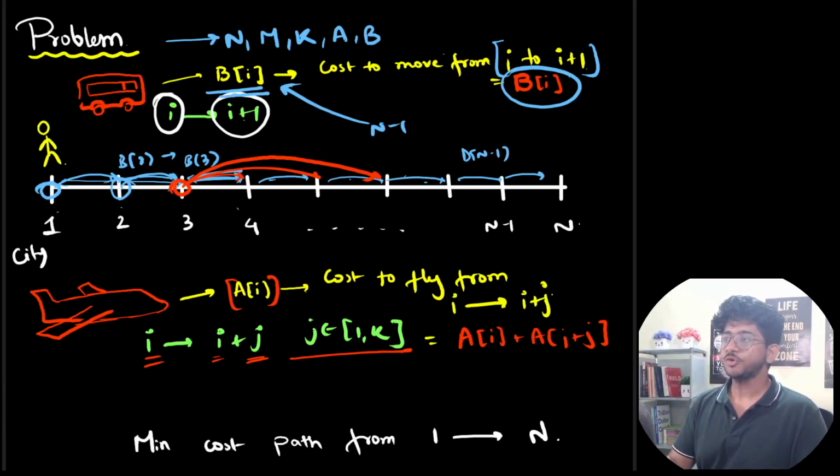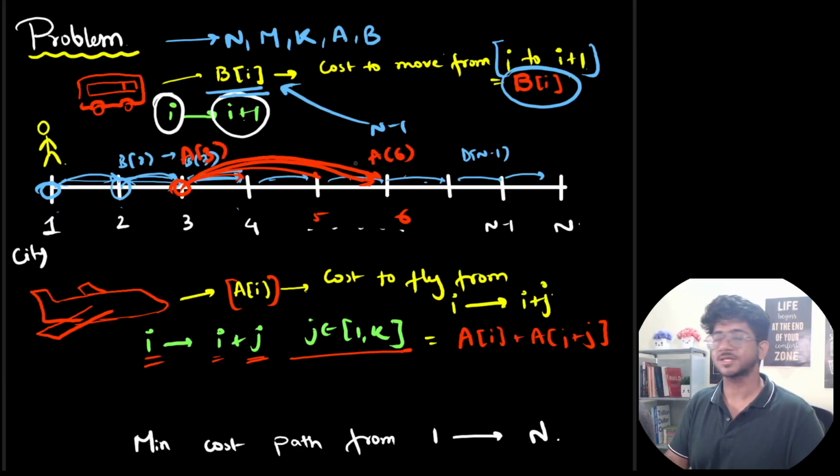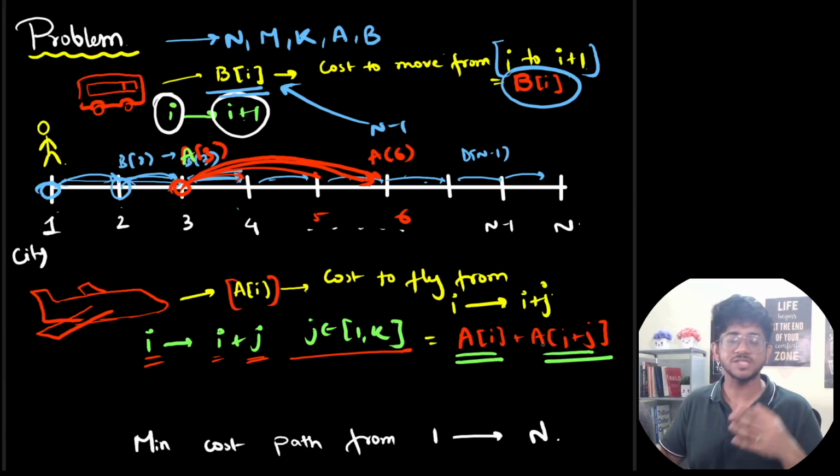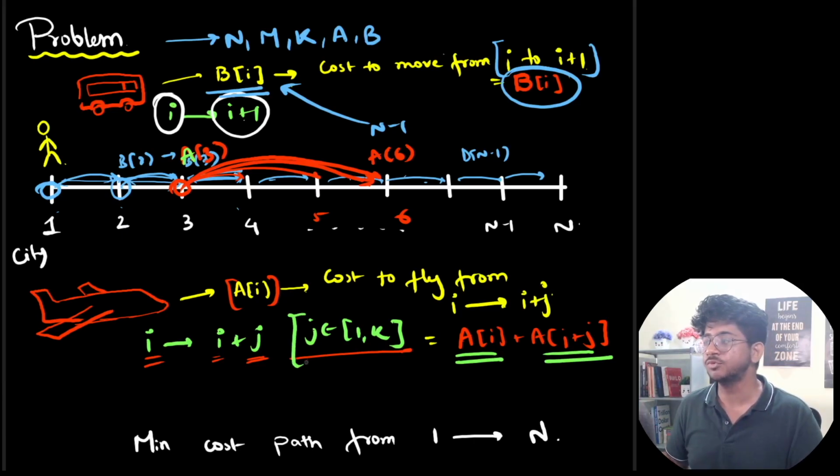And if you fly from, let's say, 3 to 6, you're going to get the cost of the air flight as A of 3 plus A of 6. So it's kind of like the cost of departure plus cost of arrival. Generally that's where most of the cost happens for any airport as well. So we're going to assume that for this particular scenario, if you fly from any city I to I plus j, the cost is going to be equal to A of I plus A of I plus j, which is nothing but the A values of the two cities, from and to. So that's the cost to fly, and you can move only k steps.